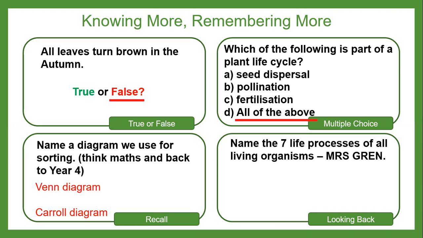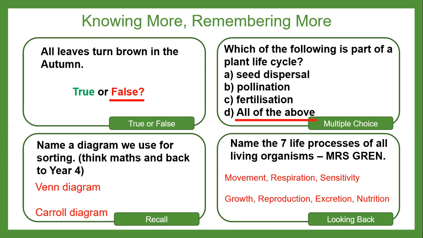And last but not least, name the 7 life processes of all living organisms. Mrs Gren: we've got movement, respiration, sensitivity, growth, reproduction, excretion, and nutrition. They're all of them. So well done to all of you on getting the answers correct. You will also have this as a purple mash quiz for you to complete after the lesson.